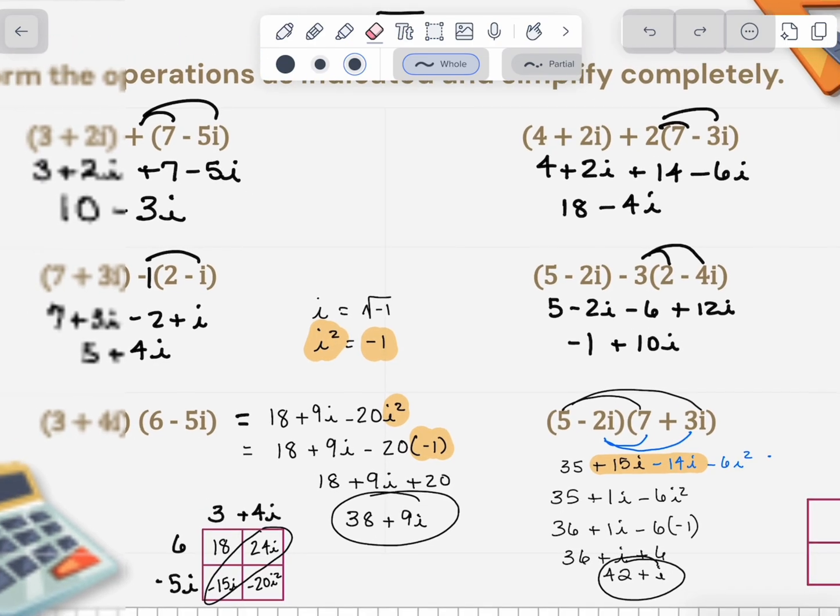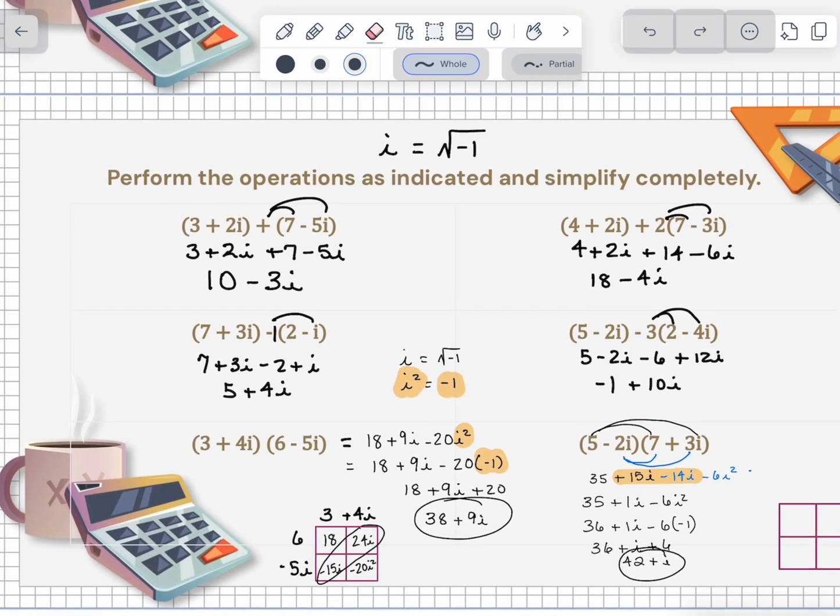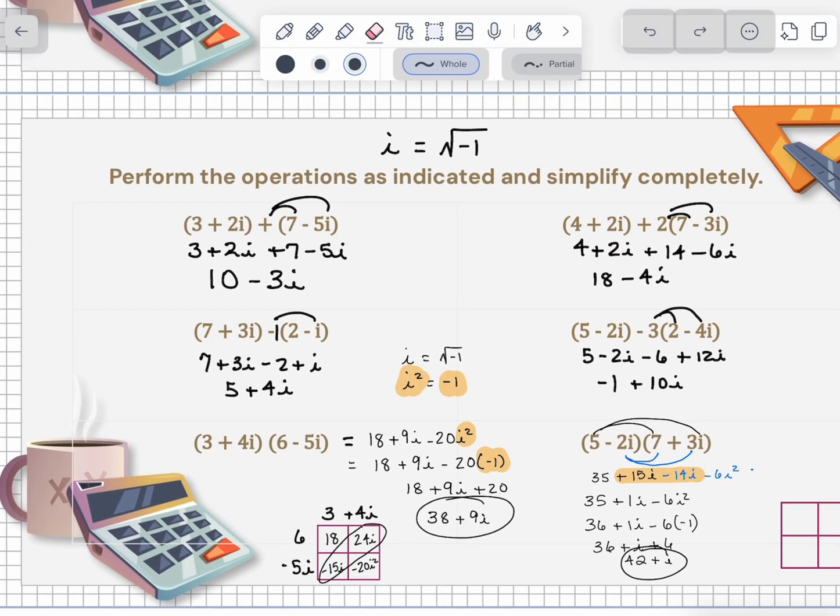So that's a little bit about operations with complex numbers. And that rounds out our review of all things quadratic for loose ends Algebra 2.